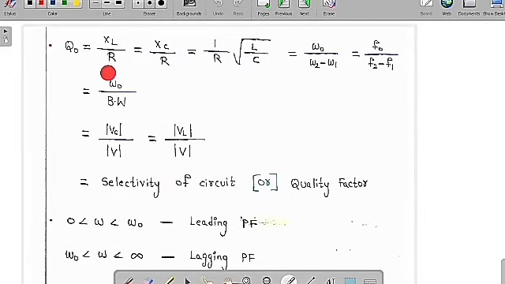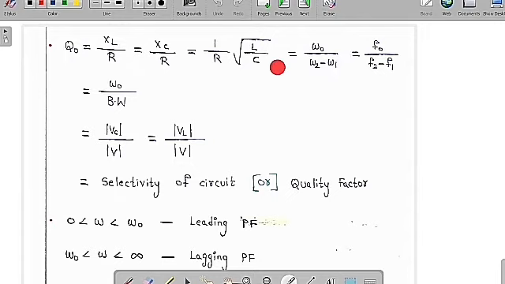For a series RLC circuit, I have already told you the quality factor is equal to XL by R. From this you get the relation in terms of omega, and if you substitute here we get 1 by R into under root of L by C. Or simply, the quality factor is also the ratio of omega naught by omega 2 minus omega 1.